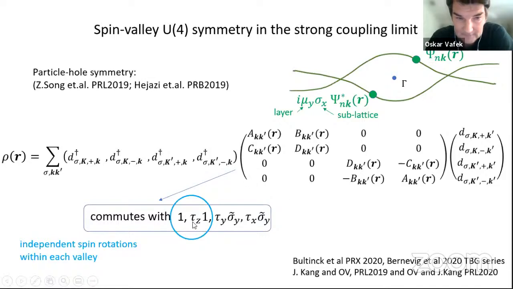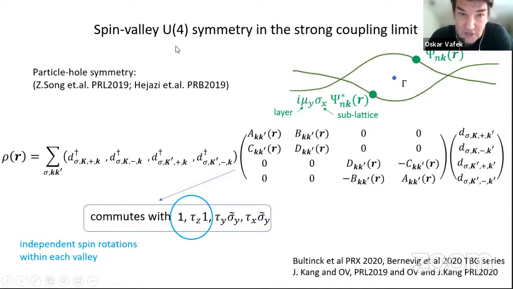So this should be obvious: why the second 4x4 matrix commutes with this larger 4x4 matrix. And what this corresponds to is simply independent spin rotations within each valley. Okay, but if this is all there is to it, then the symmetry would only be U2 cross U2, which is actually the symmetry of the Bistritzer-MacDonald model.